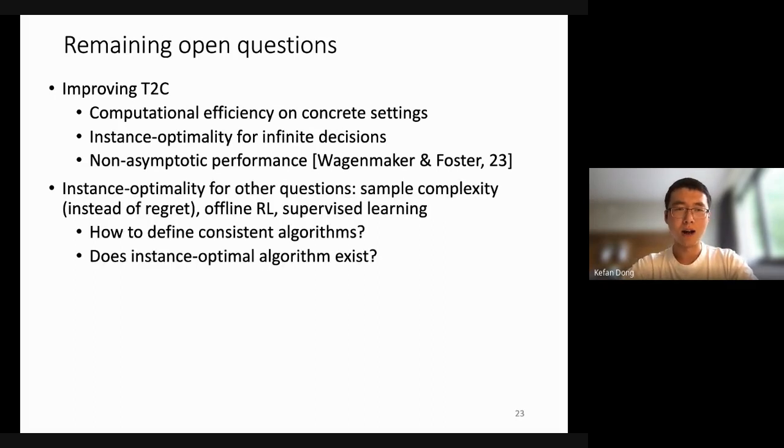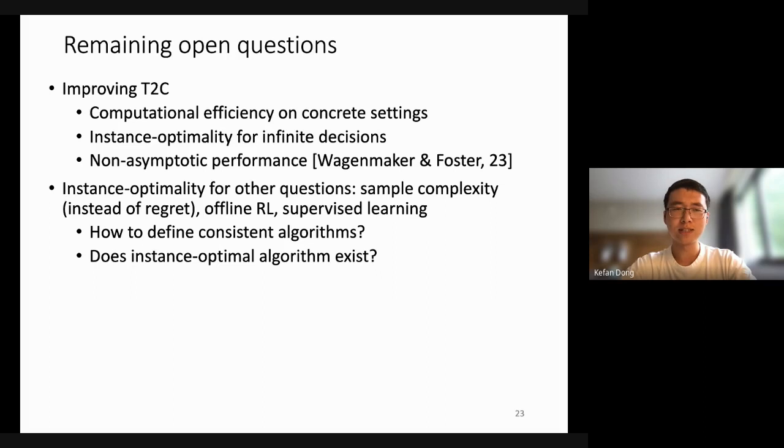Okay, on a higher level, we can look at instance optimality for other questions. Say, we can look at instance optimality for sample complexity instead of regret. And we can look at, say, offline RL instead of online reinforcement learning. And we can also look at instance optimality for supervised learning. Say we have a classification problem, we want to have an instance optimal algorithm.